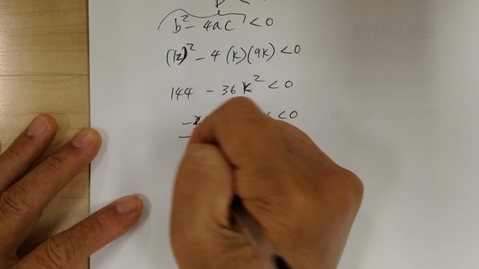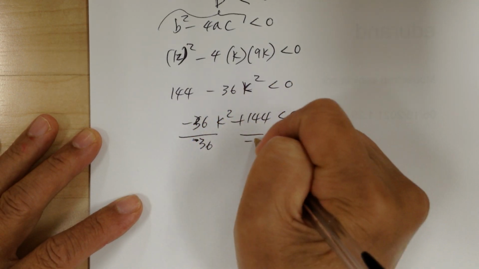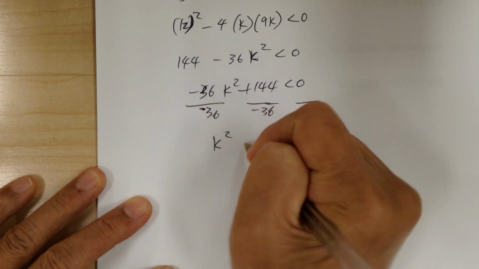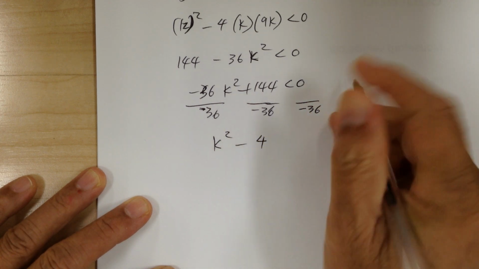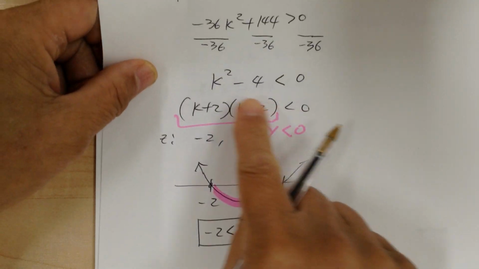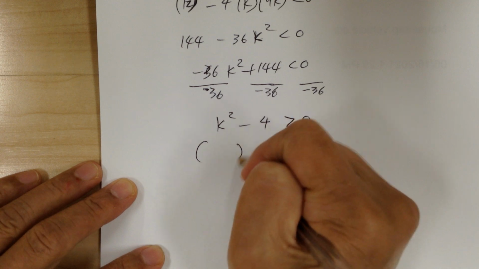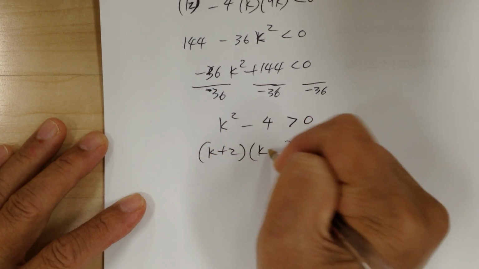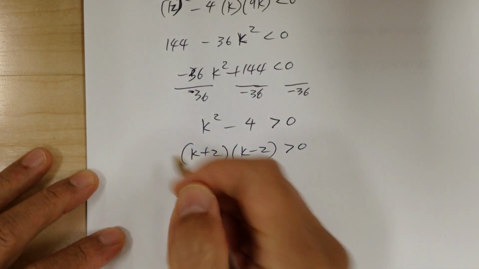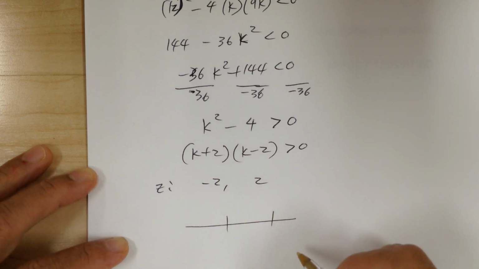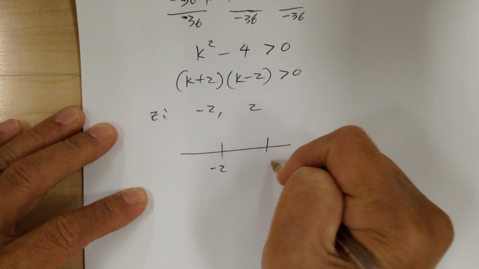So you can divide by negative 36, and you get k squared minus 4. Now when you divide, you have to change the direction. Just like the previous part, the only difference is that the arrow is in a different direction. So again, you do the factoring. You get k plus 2, k minus 2, and your zeros, or critical values, are negative 2 and positive 2.